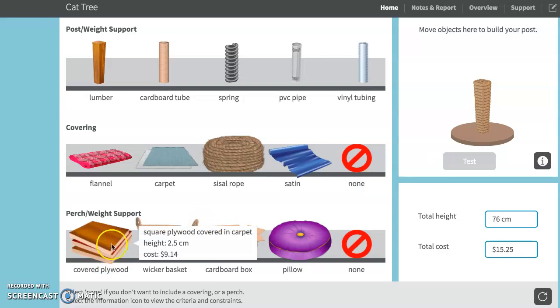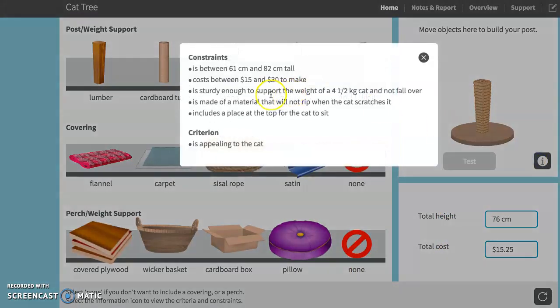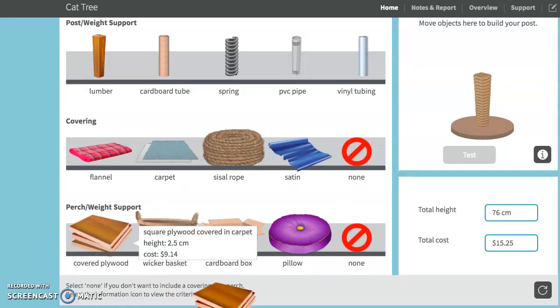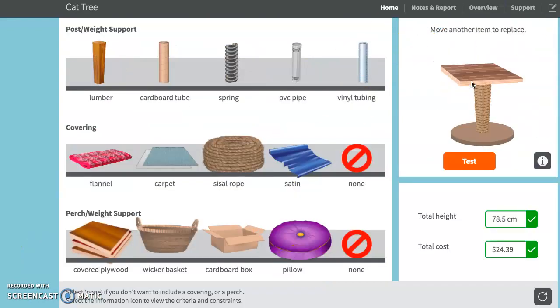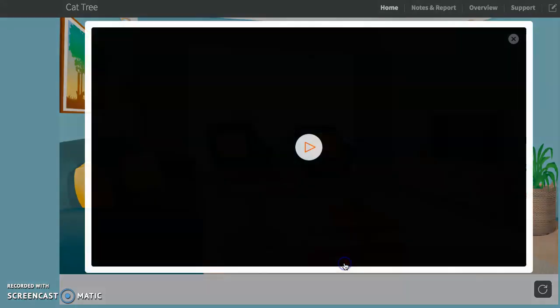And then weight support, I don't know about that. This is only 34 cents, and cats love boxes, right? So let's try it. Oh, it doesn't let me choose it, probably because I'm already over, right? I'm over my total cost. Info. Constraints is between 61 centimeters and 82 centimeters tall. Costs between $15 and $30. Okay, it's supposed to be appealing. We're going to test this out. We got 3 things.